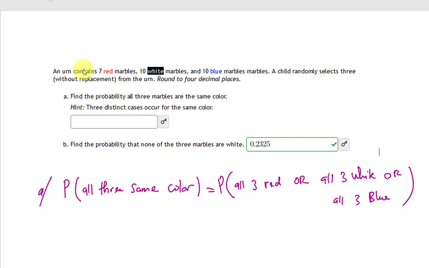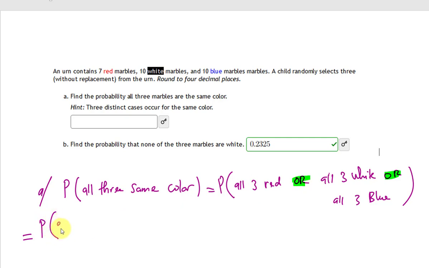So those are the 3 cases where you can get all 3 of them to be the same color, and the key word here is the "or", because you may get all 3 red, or all 3 white marbles, or all 3 blue. As long as one of these conditions happens, then you meet the requirement here. Now remember that this is the OR case, so we can use the addition rule. So we can go ahead and split this one into the addition.